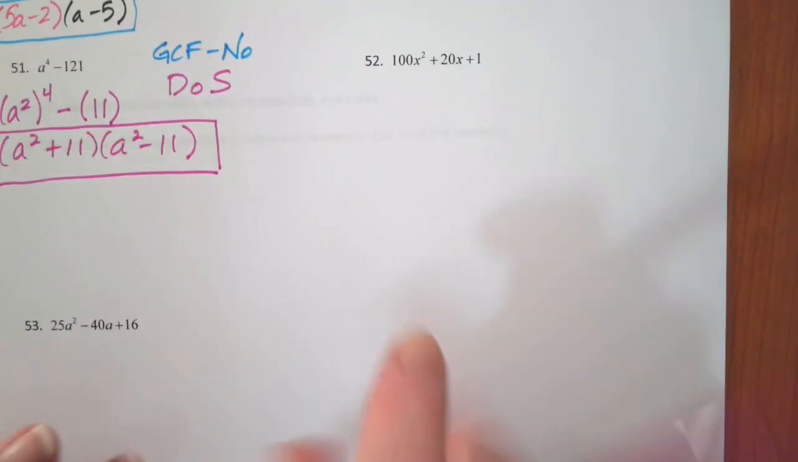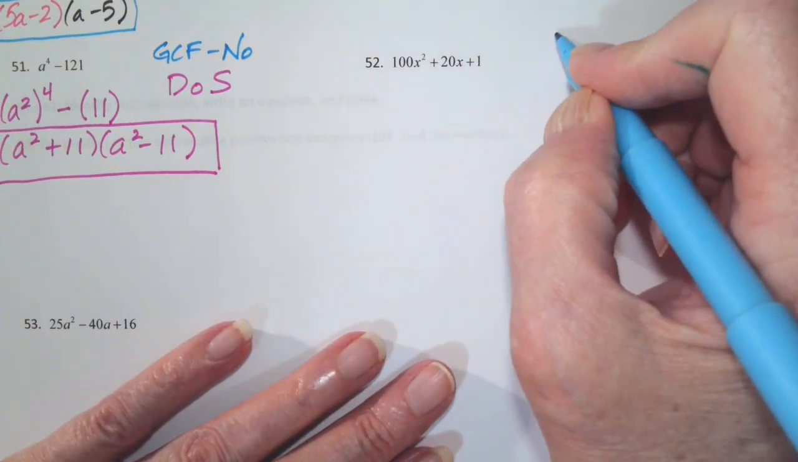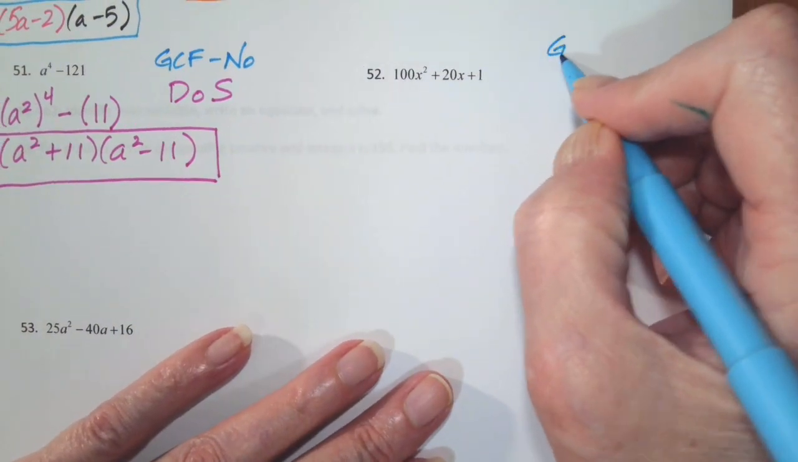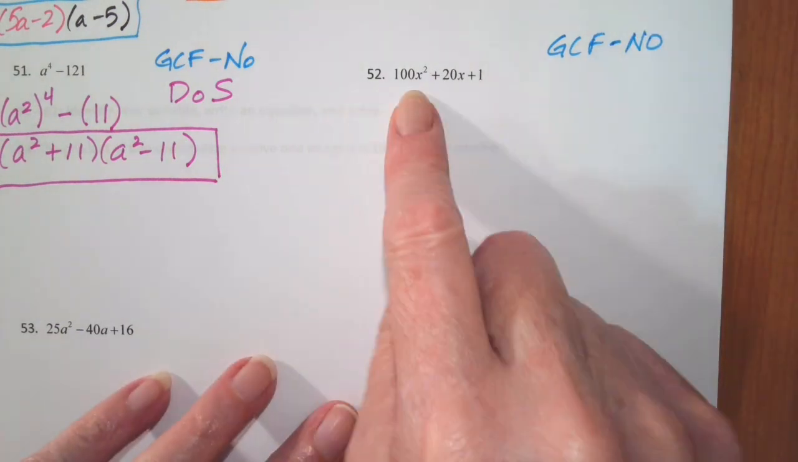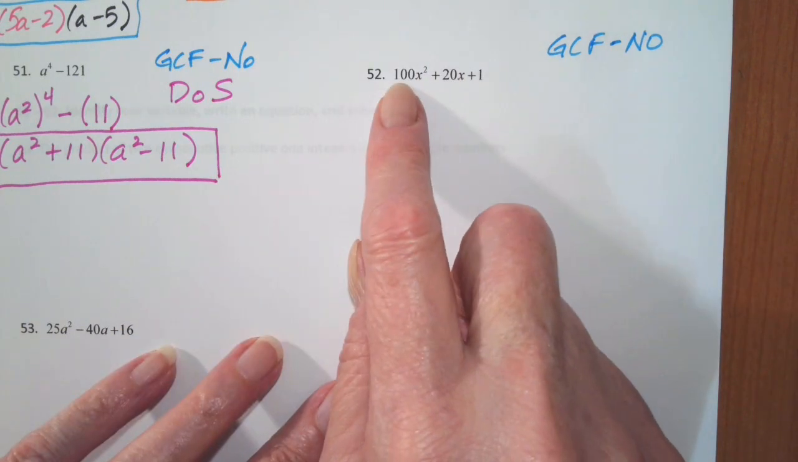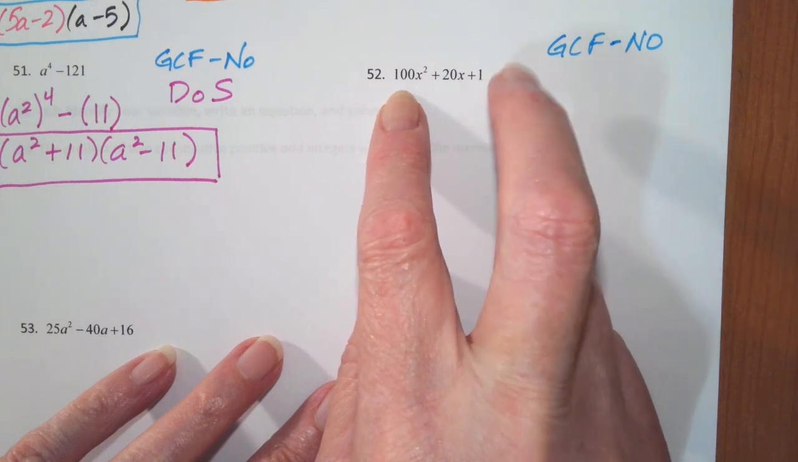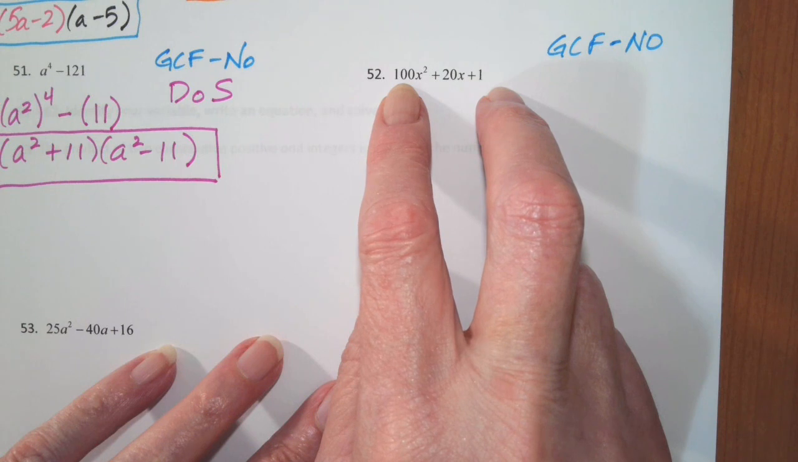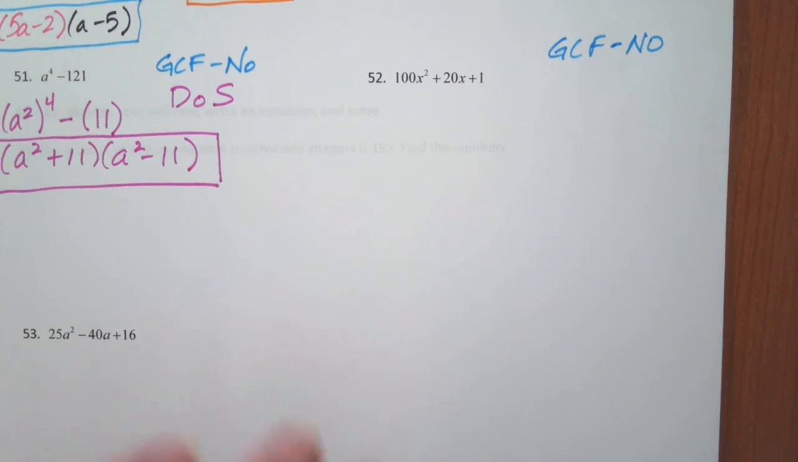Okay. All right, 100x squared plus 20x plus 1. Okay, GCF, I'm going to use all of them. There isn't one. So there are a couple of ways you can do this. Right off the bat, I recognize that 100 is a perfect square and 1 is a perfect square, so it may fit my pattern. Again, I'm going to show you a different way to do it as well. You don't have to do it this way.